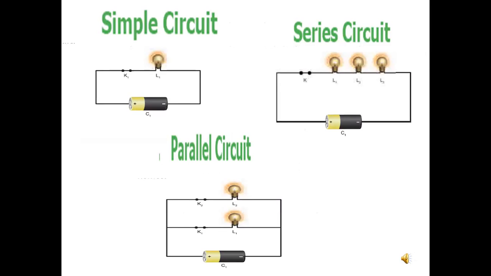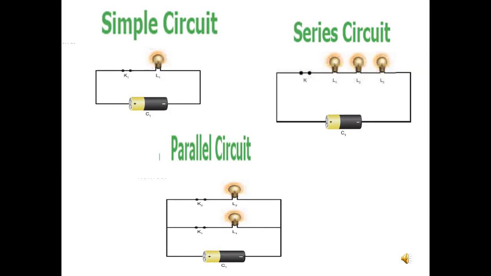A circuit consisting of a cell, key, bulb and connecting wires is called a simple circuit. First, a key, lamp and battery. Here in the simple circuit, K1 means key or switch. L1 means bulb and C1 means battery. This with connecting wires is called a simple circuit.